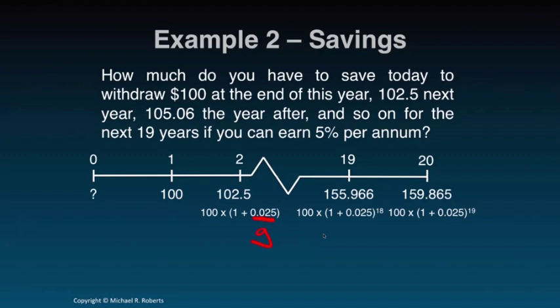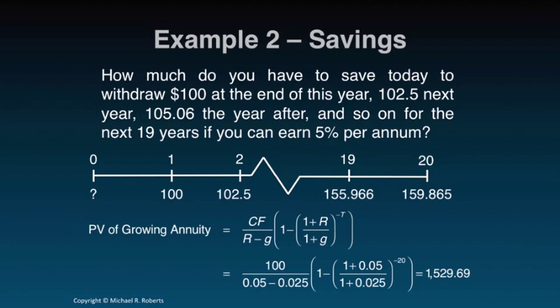So this cash flow stream satisfies all of the requirements needed to use the present value of a growing annuity formula. So our first cash flow of $100, our discount rate of 5%, and here's our growth rate of 2.5%. That's going to get us a present value of $1,529.69. That's how much we would need to withdraw $100 growing at 2.5% every year.